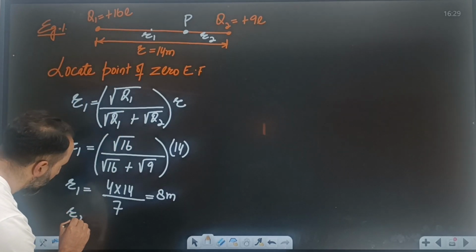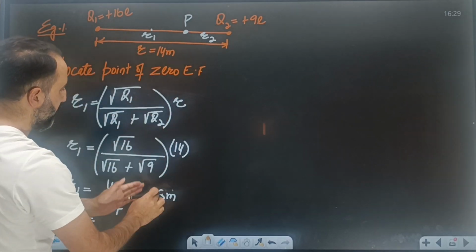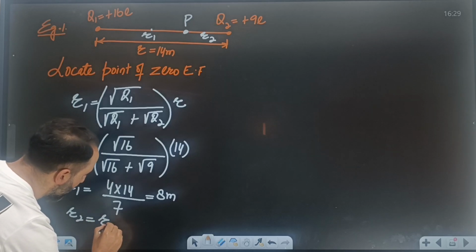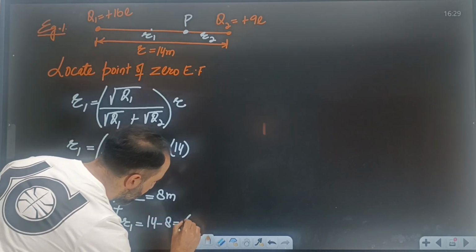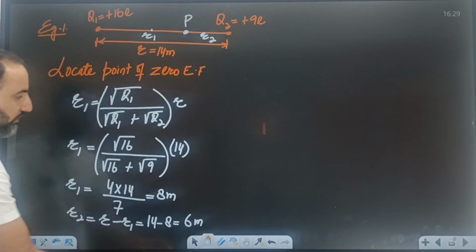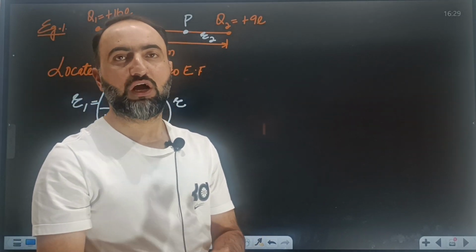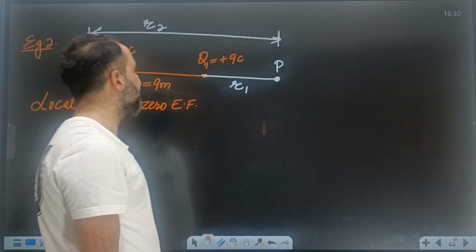And what about R2? R2 is obviously equal to the total separation, that's 14, minus R1, which is 8. तो R2 जो आएगा that will be 14 minus 8. So that is R minus R1, which is equal to 14 minus 8, and that comes out to be 6 meters. Alright, so we have calculated the value of R1 and we have calculated the value of R2. ठीक है ना बेटा? Okay, so let's switch to another example.